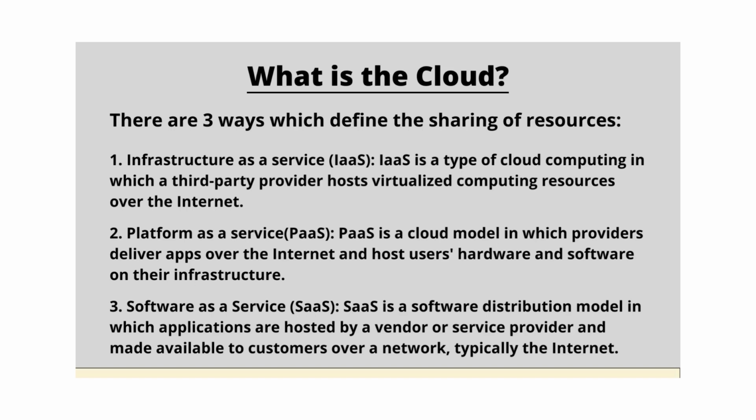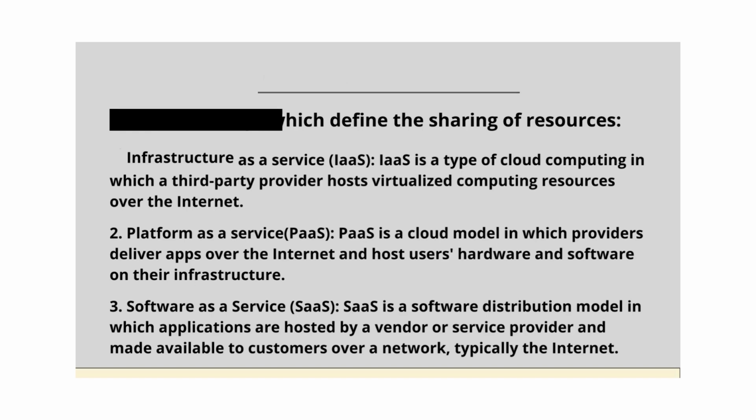Second, platform as a service, or PaaS. PaaS is a cloud model in which providers deliver apps over the internet and host users' hardware and software on their infrastructure. Third, software as a service, or SaaS. SaaS is a software distribution model in which applications are hosted by a vendor or service provider and made available to customers over a network, typically the internet.